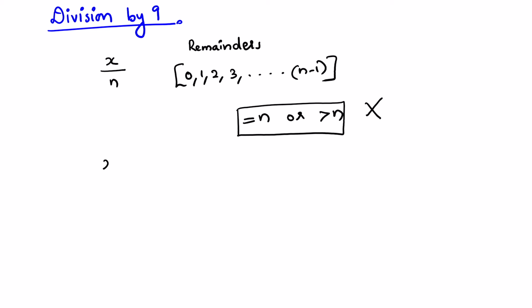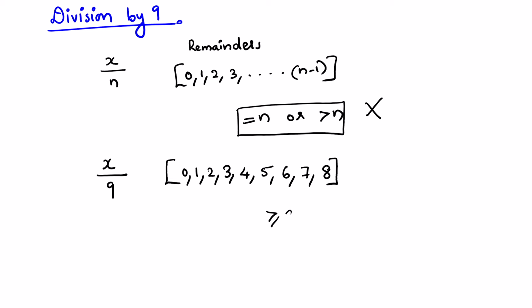So if you are dividing number x with 9, what shall be the remainders? It can either be 0, 1, 2, 3, 4, 5, 6, 7 or 8. But it can never be greater than or equal to 9. So you should keep this in mind while doing the division.